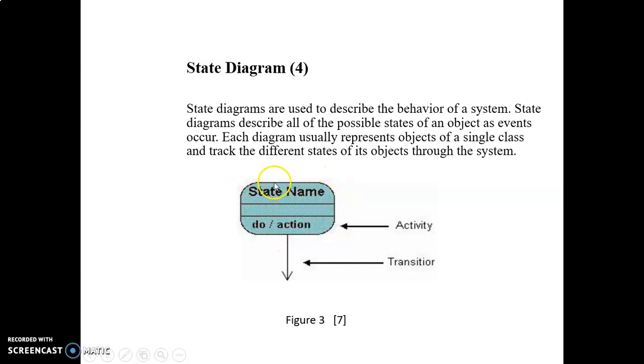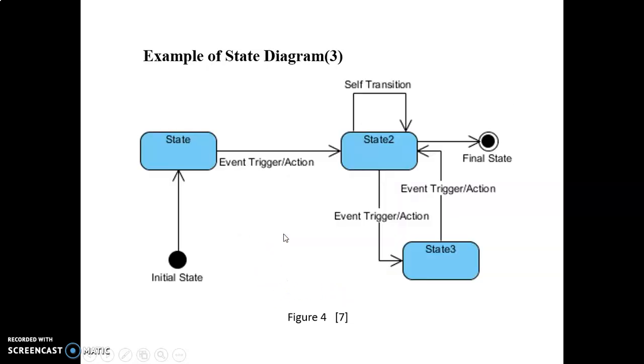First, write down the state name, like active or start or end. Then here, write down what action the state is performing. And this arrow sign means which state this state is going to. For that we have to use this kind of arrow sign.